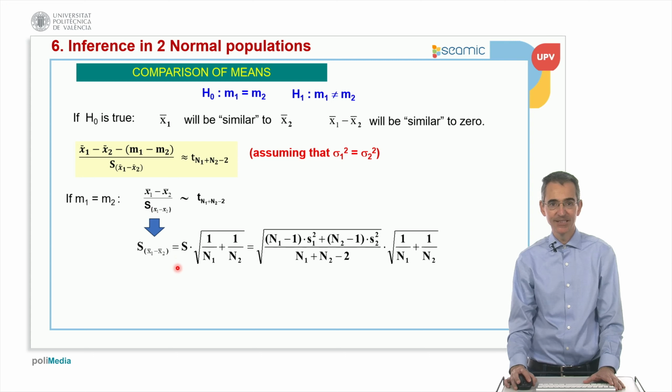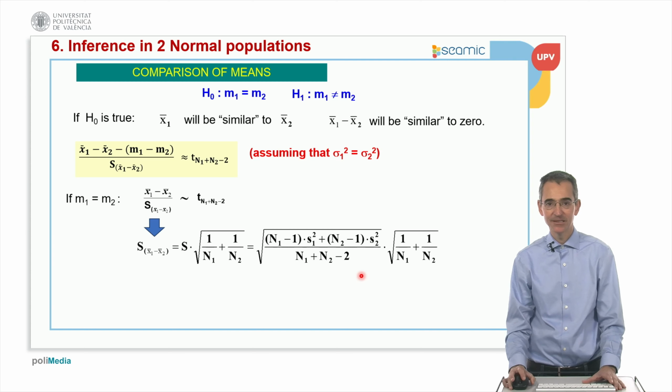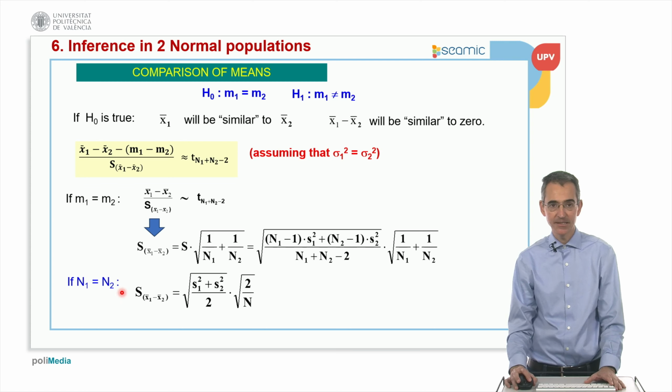Well, the formula is a bit long, but it's this one. It's based on n1, n2, s1 squared, and s2 squared. A bit more complex formula, but you can apply it mathematically. If both sample sizes are equal, the formula is simplified just like that. So that's it.